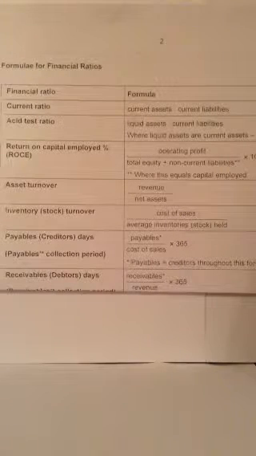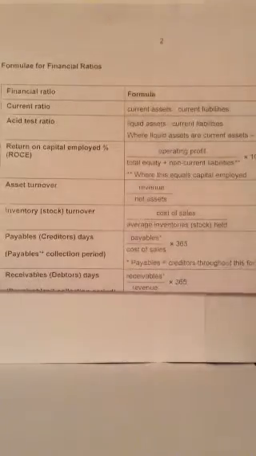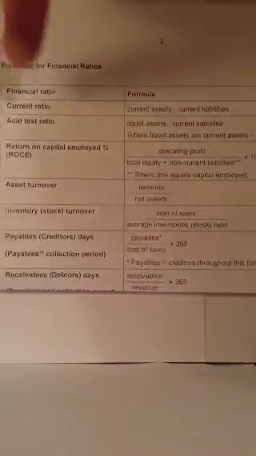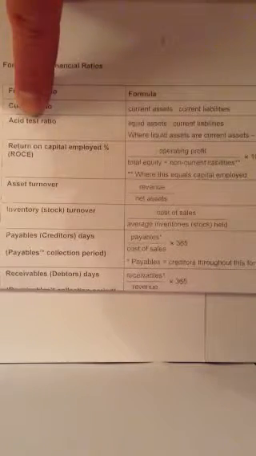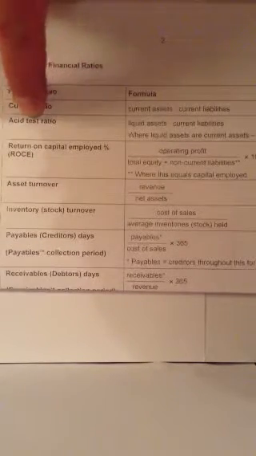First thing we need to look at is the liquidity of the business. Liquidity measures the business's ability to pay its bills. It's a measure of the cash flow of the business. The two ratios that we will use to measure liquidity are the current ratio and the asset test ratio, ATR.